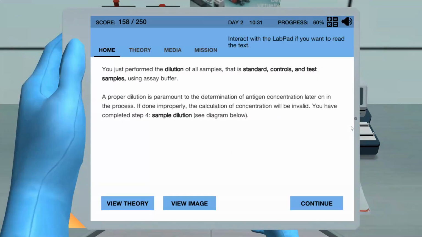You just performed the dilution of all samples, that is standard, controls, and test samples, using assay buffer. A proper dilution is paramount to the determination of antigen concentration later on in the process. If done improperly, the calculation of concentration will be invalid. You have completed step 4, sample dilution.